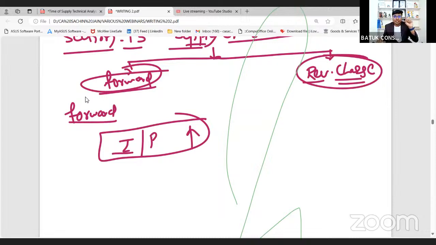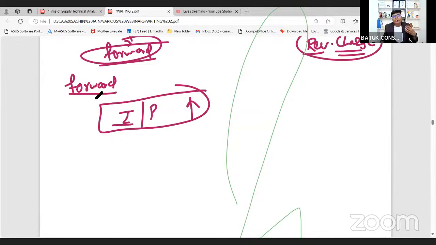So, in case of supply of services, invoice or payment, whichever is earlier. If payment came first, that date will be treated as time of supply. If the invoice came first, that date will be treated as time of supply, and accordingly we need to make the payment of the taxes. Sir, you must have understood the importance of time of supply.